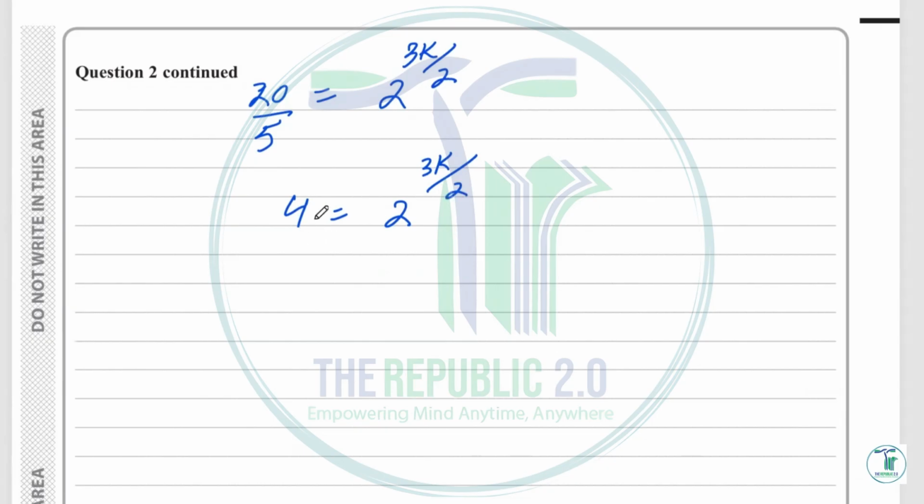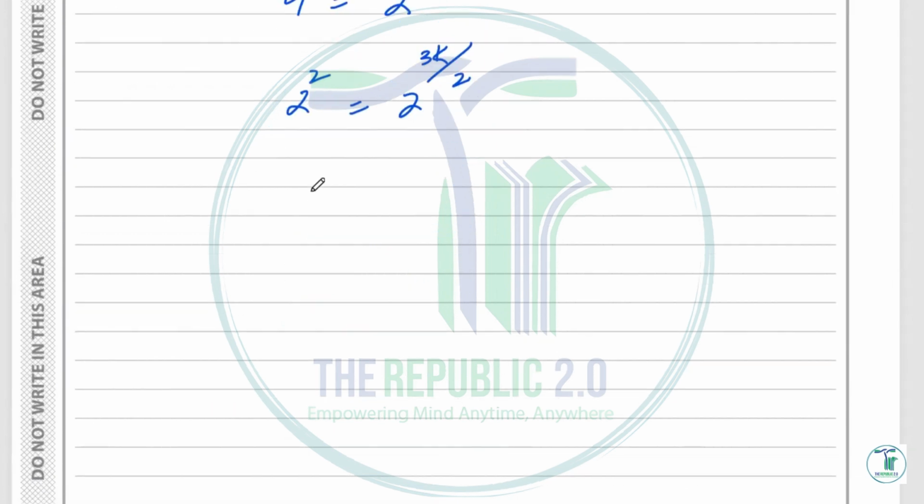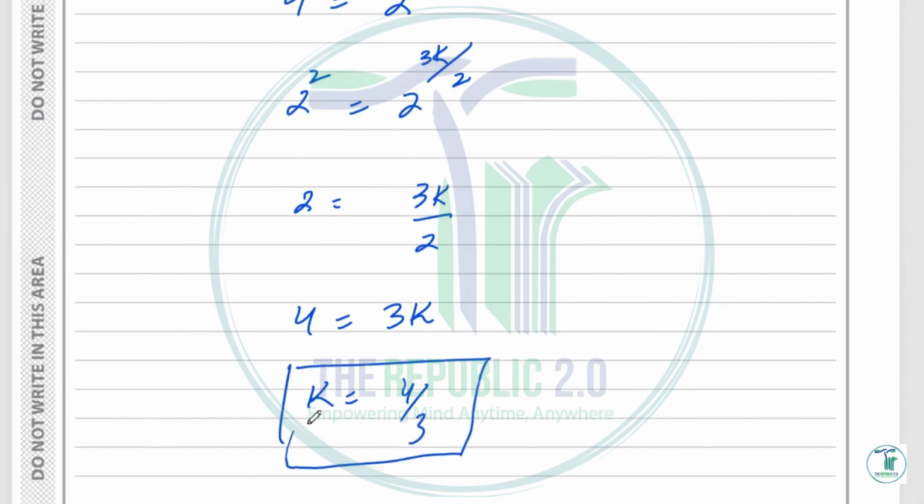I can also write 4 as the square of 2, so 2 squared equals 2 to the power of 3k upon 2. Now we have got the same bases, so I can equate the exponents. So 2 is equal to 3k divided by 2, and 4 is equal to 3k. So k comes out to be 4 by 3. That is how we should look for the final answer for k, right?